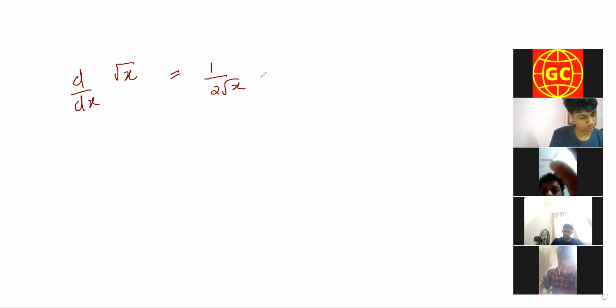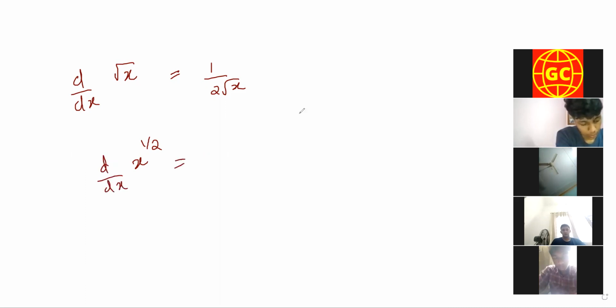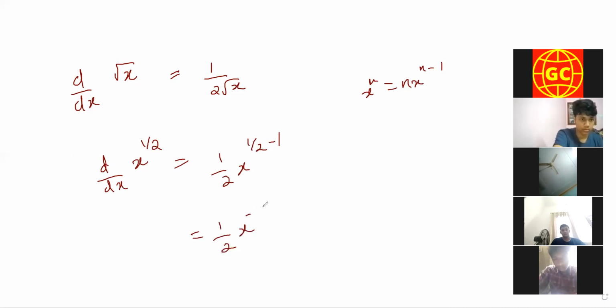You can learn that by heart, but still I'll just show how it is coming. See, root x means what? x raised to 1 by 2, no? So, d by dx of x raised to 1 by 2. Which rule will you apply? x raised to n, it is n x raised to n minus 1. So, 1 by 2 x raised to 1 by 2 minus 1. That is 1 by 2 x raised to minus 1 by 2. When I bring it down, it will become positive. That is 1 by 2 root x.